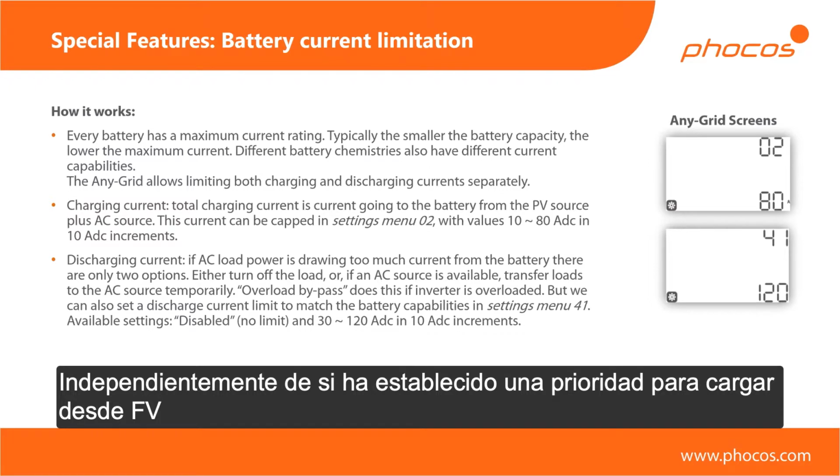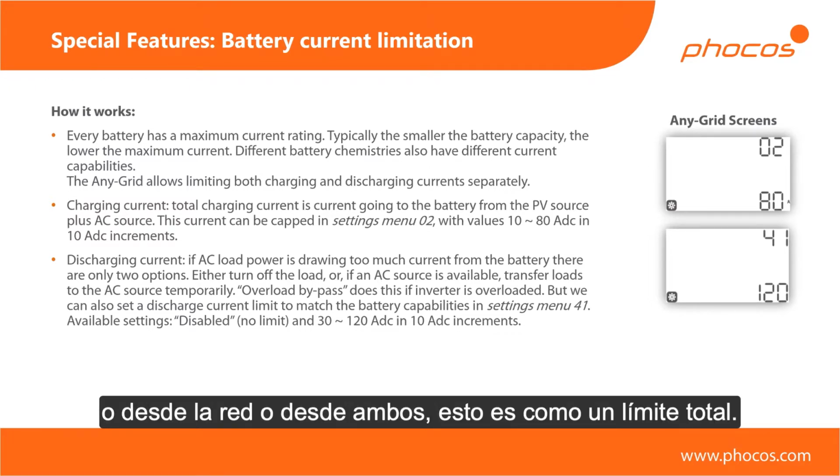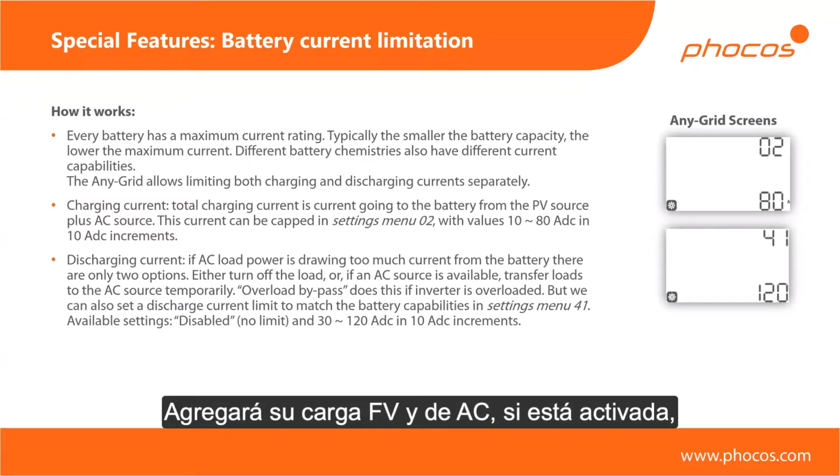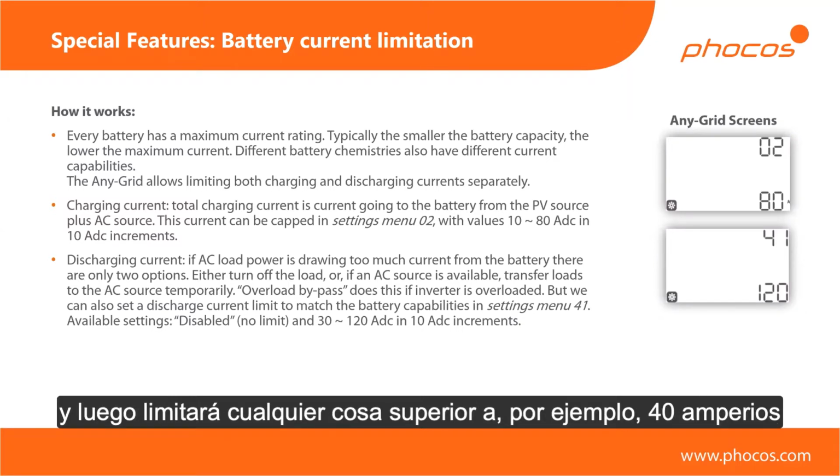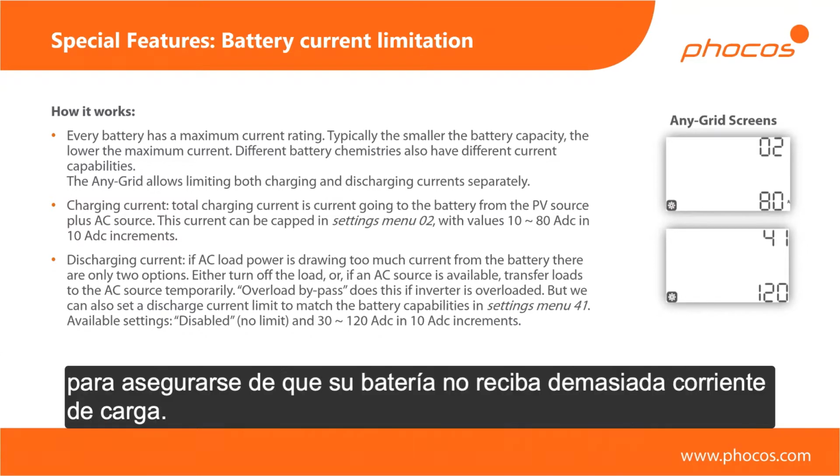Now, regardless of whether you've set a priority to charge from PV or from grid or from both, this is like a total cap. It will add together your charging from PV and from AC if activated, and then it will simply cap anything higher than, for example, 40 amps to make sure that your battery is not receiving too much charging current.